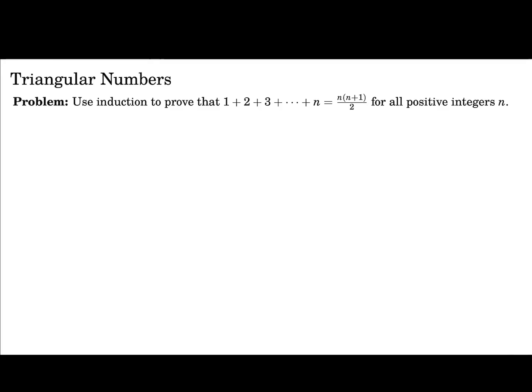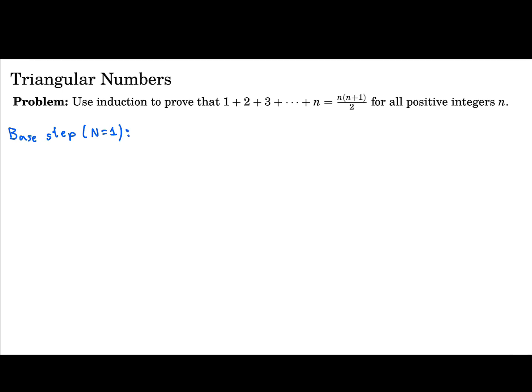Let's use induction to prove the following identity, that the sum of the first n integers has the closed form n times n plus 1 over 2 for all positive integers. Okay, so the first step for doing an induction proof is the base step. So we first need to do the base step, which is to check for n equal to 1.